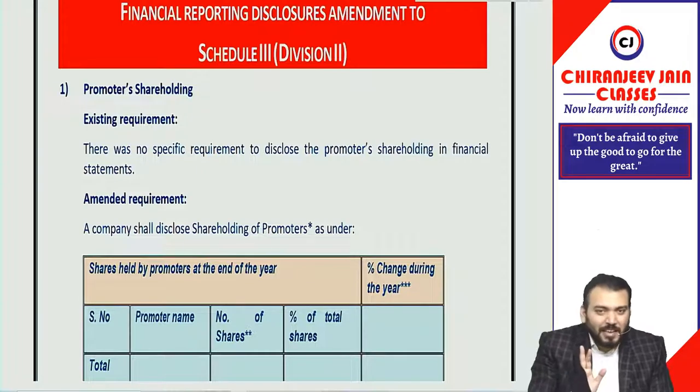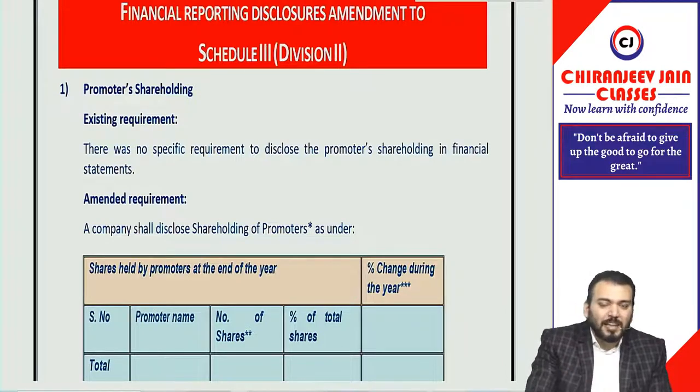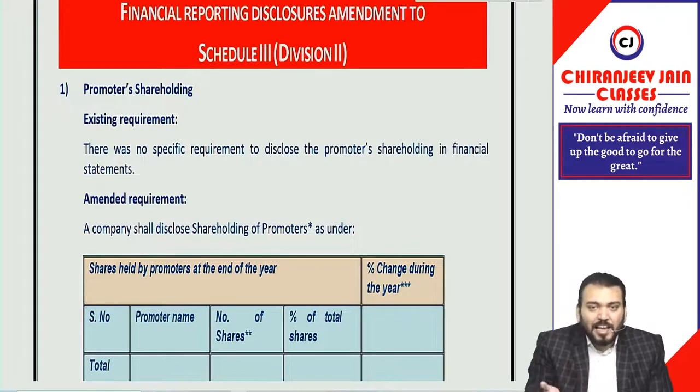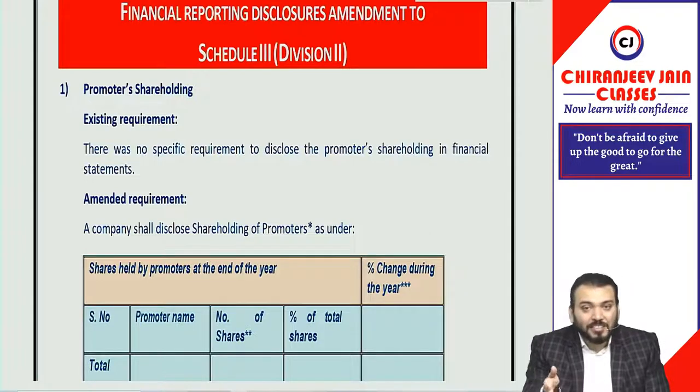Normally, in the exam they give a minimum 10 marks question from that chapter. In that chapter they will give you an incorrect balance sheet, and that balance sheet needs to be corrected as per the requirements of Ind AS and Schedule 3 of the Companies Act. So all these amendments might be asked in any question related to that chapter.